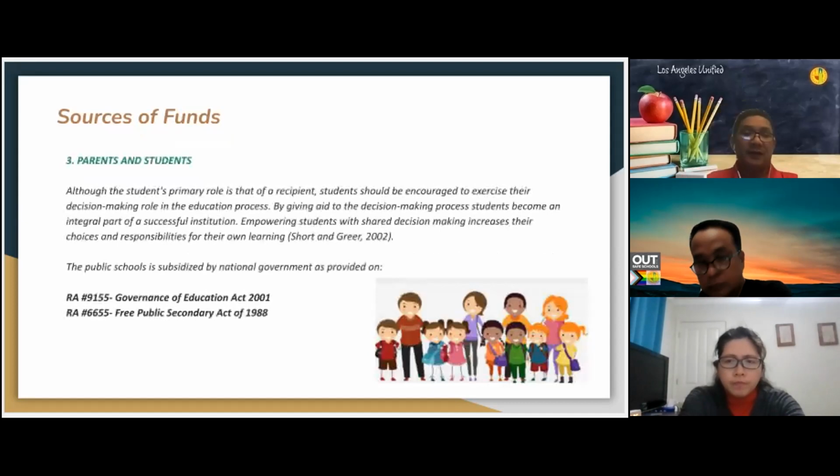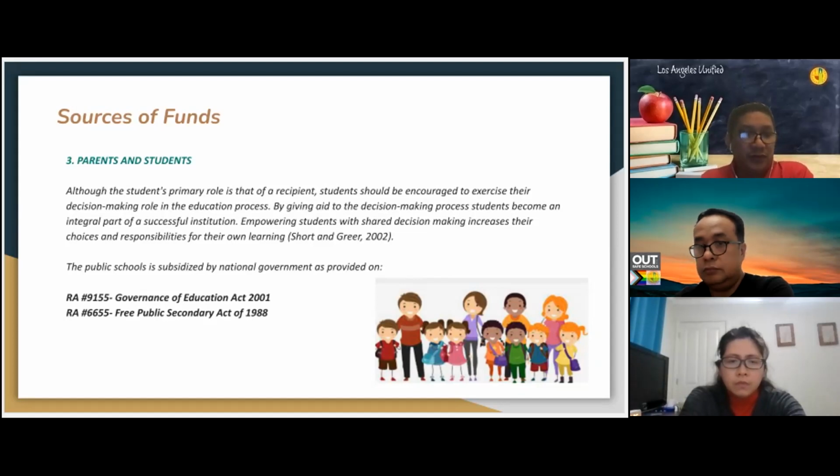Number 3, source of funds, parents and students. Although the students' primary role is that of a recipient, it's also important that students should be encouraged to exercise their decision-making role in the education process. By giving aid to the decision-making process, students become an integral part of a successful institution. Empowering students with shared decision-making increases their choices and responsibilities for their own learning.